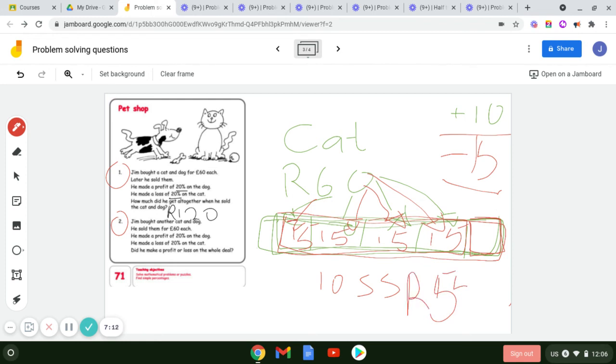So boys, what I'd like you to do now is look at what you've answered. If you got the first one right, that's 1 mark. If you got the 10 Rand right, that's 2 marks. If you got the 15 Rand right, that's 3 marks. And if you got loss of 5 Rand, that is 4 marks. So give yourself an answer of 4 out of 4. Good luck.